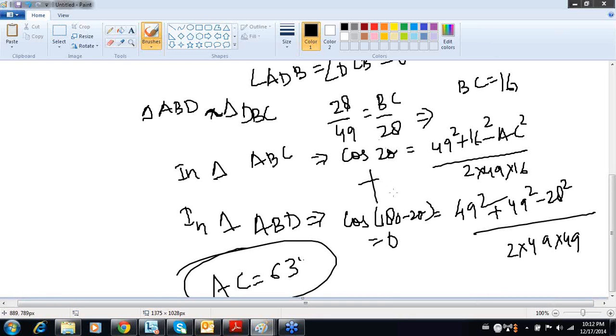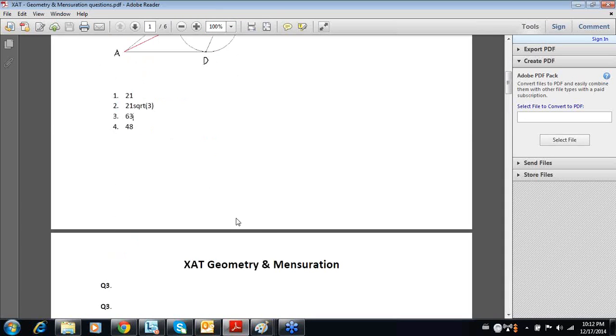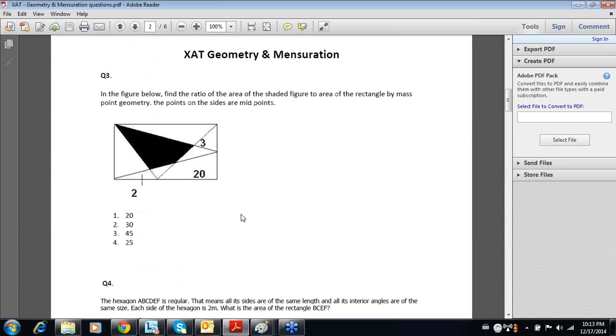Just equate these two equations to 0, the addition of these two equations to 0. So AC is equal to 63. We have an option as 63. We have option number 3. We'll go ahead and mark option number 3.